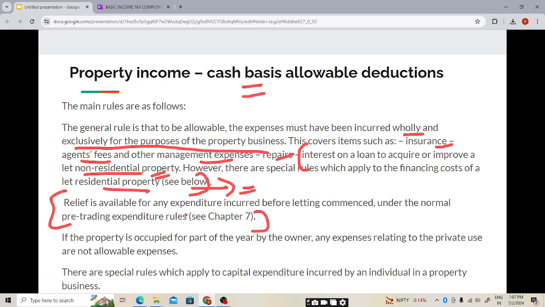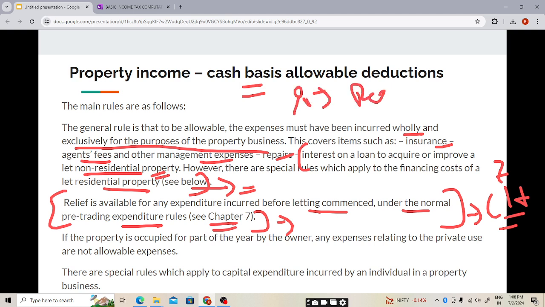Relief is available for any expenditure incurred before letting commenced, under the normal pre-trading expenditure rule. See chapter number 7. What does this rule say? Now you are letting your property from 1st April. But before letting the property and before building your property, you had incurred some expenditure relating to your property business. Like you had hired an individual to do some research. What research? In which area I need to acquire the property?